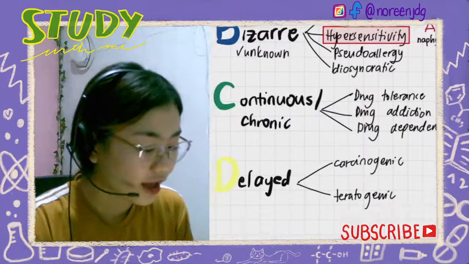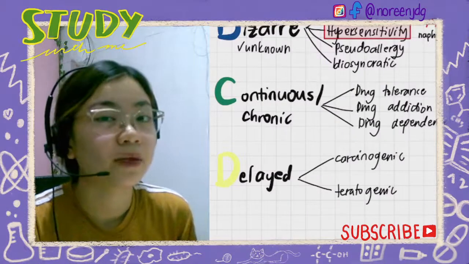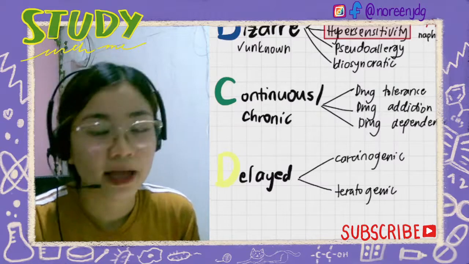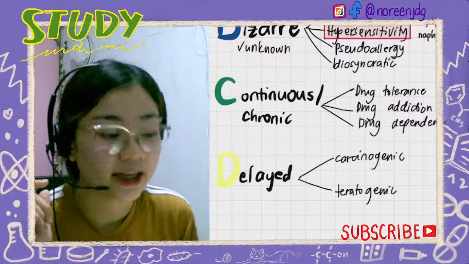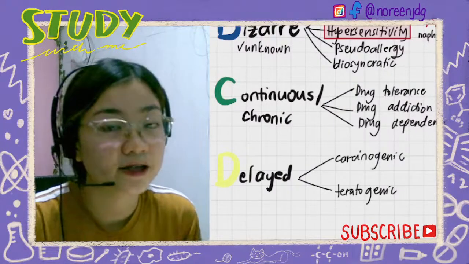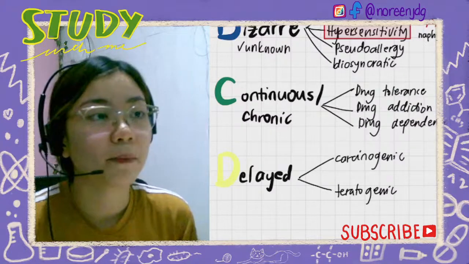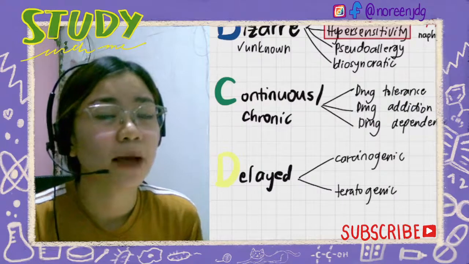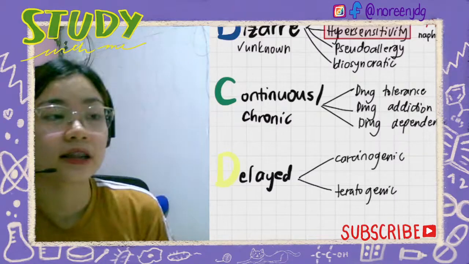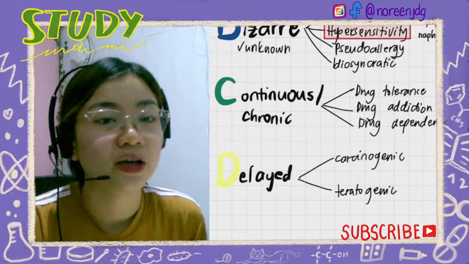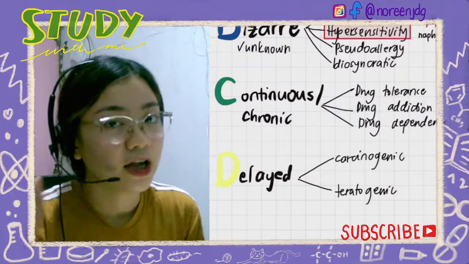Ganun. And then we have delayed, meaning nagtitake ng gamot, then saka mo mararamdaman in a few years time, for example. So we have two types. We have carcinogenic and teratogenic. Pagka sinabing carcinogenic is yun yung formation ng mga cancer cells. And then we have teratogenic is kapag nagkaroon ng malformation or naapektuhan yung baby. For example, buntis ka tapos umiinom ka ng alcohol habang pregnant ka, so magkakaroon ng fetal alcohol syndrome yung baby kapag kapanganak niya.